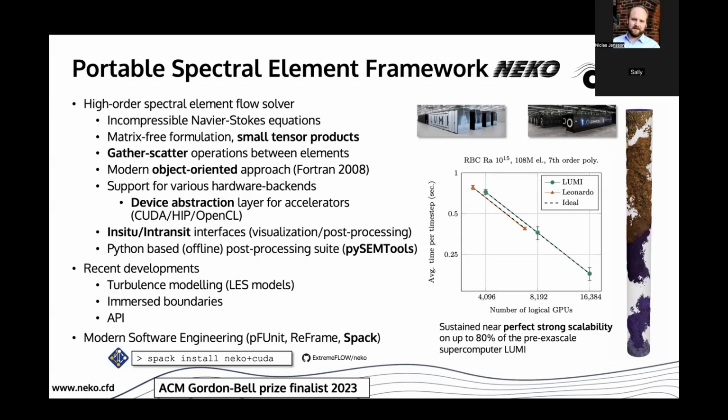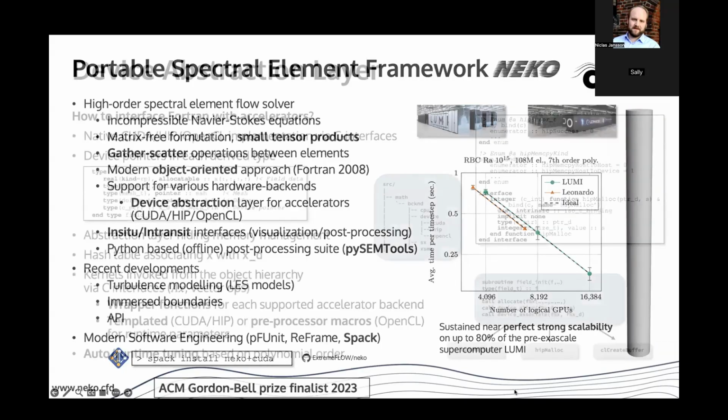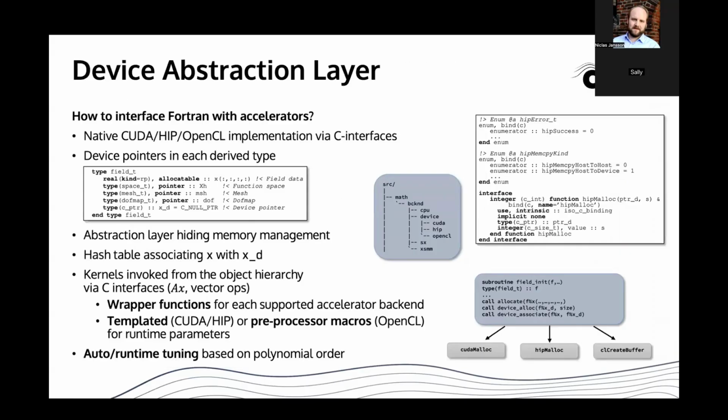So highlighting some of the technical stuff behind the scenes that might be interesting for people that have not listened to Neko before going to the tutorial. First of all, we have the device abstraction layer. And this is really our way of writing an interface to the various accelerator implementations that we have via C interfaces in Fortran. So you can easily allocate memory inside Fortran by calling a Fortran function called device_alloc, for example. And you hide all different memory management behind this interface. So either you go down into cudaMalloc, hipMalloc, or clCreateBuffer, depending on the backend that you compiled Neko with.